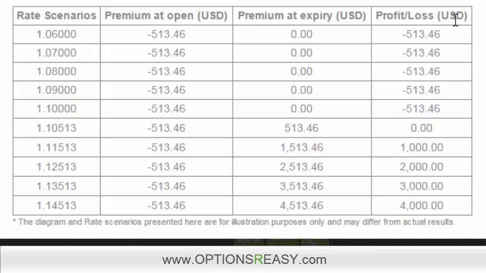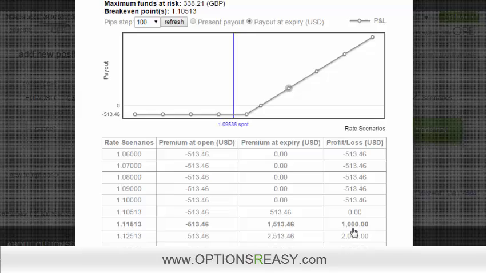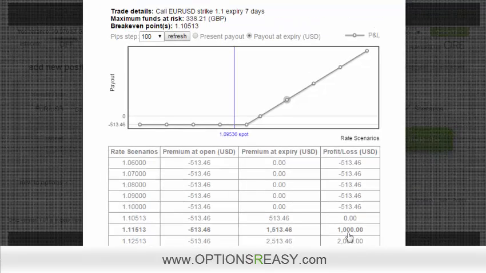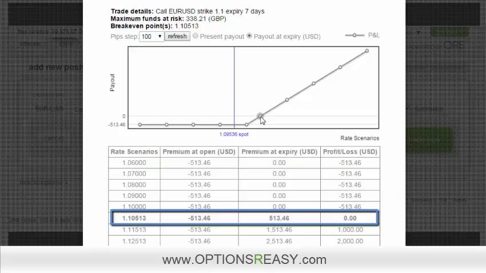And the last column here is the net profit or loss from the option trade. So as you know, this is the difference between the amount you paid for the option and the amount of payout you're going to get. The chart and table also indicate the break-even point. And here you can see the break-even point at expiry is 110.51.